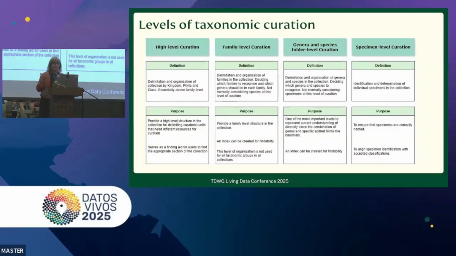So there are different levels of taxonomic curation that can be done in a herbarium. So taxon names can be applied at various levels within the collection. And this may be at some of the highest hierarchical taxonomic ranks, and that's really impacting the arrangement of the herbarium, or right down to the specimen level, where it's relating to the identification of the individual specimen. And so the curation can be carried out at any of these different levels, depending on the scope of the taxa being curated and the time available.